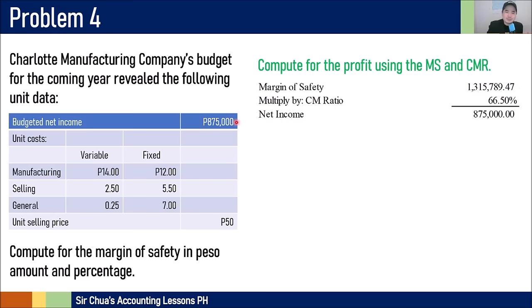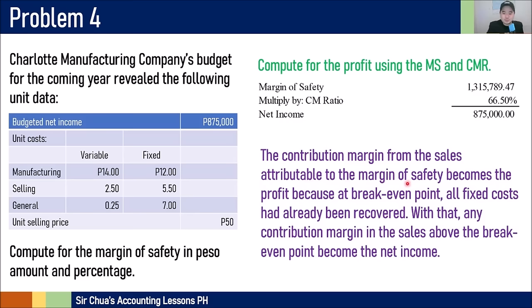Why did we get the net income? Here is the reason. The contribution margin from the sales attributable to the margin of safety becomes the profit because at break-even point, all fixed costs had already been recovered. With that, any contribution margin in the sales above the break-even point becomes the net income. Okay, let's repeat. At break-even point, we have zero net income. So anything that goes above the break-even point means you have a profit already, right? Because you have risen above it.